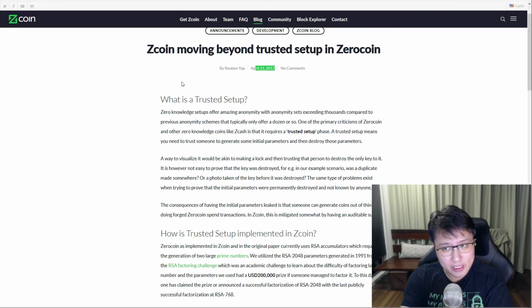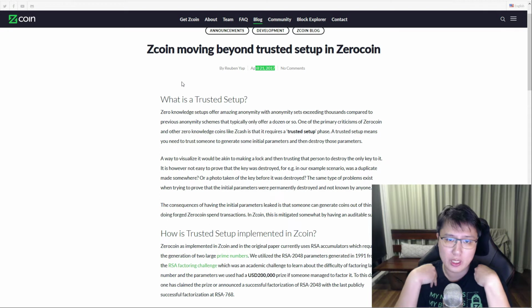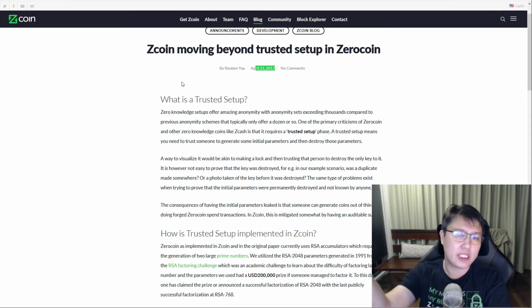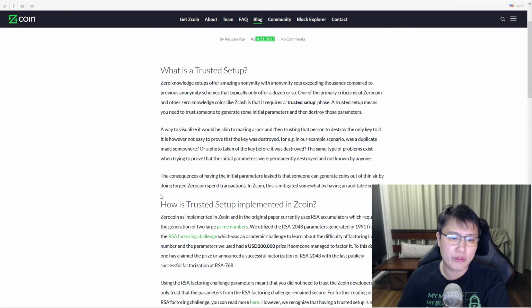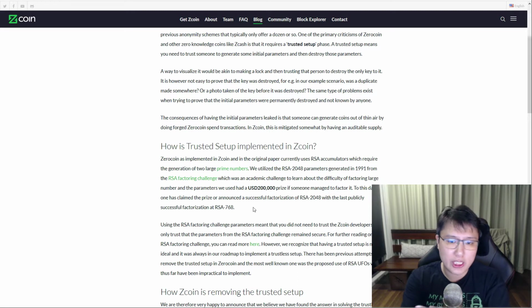Zerocoin does have a trusted setup. It's a lot less controversial because, instead of doing our own trusted setup ceremony, we use certain parameters that were used for an academic challenge some 25 years ago. You can read about this over here. It talks about the RSA factoring challenge, made in 1991. No one knew that it was going to be used for a cryptocurrency. It was just an academic challenge. There was no incentive to backdoor it, and we didn't.